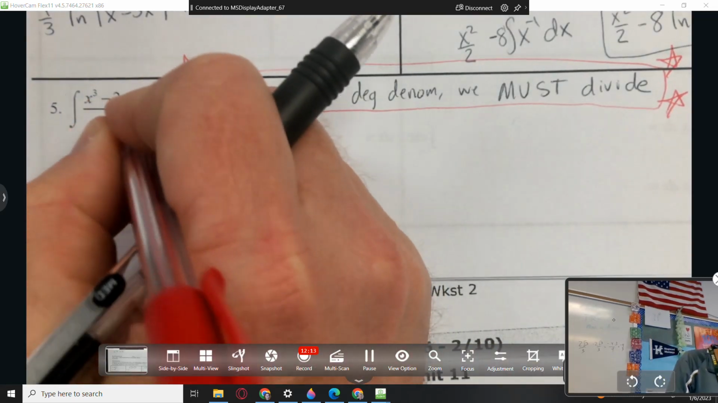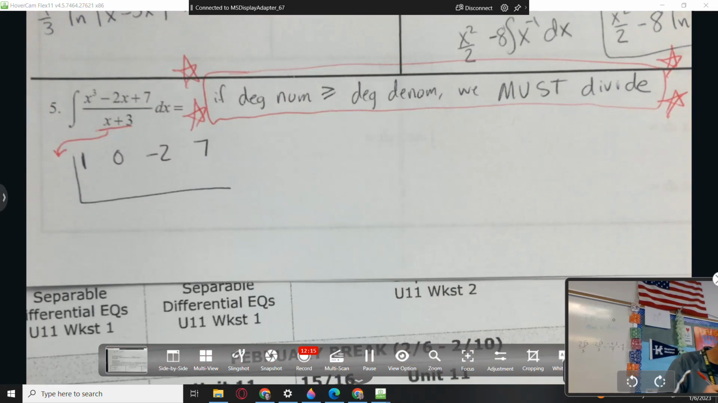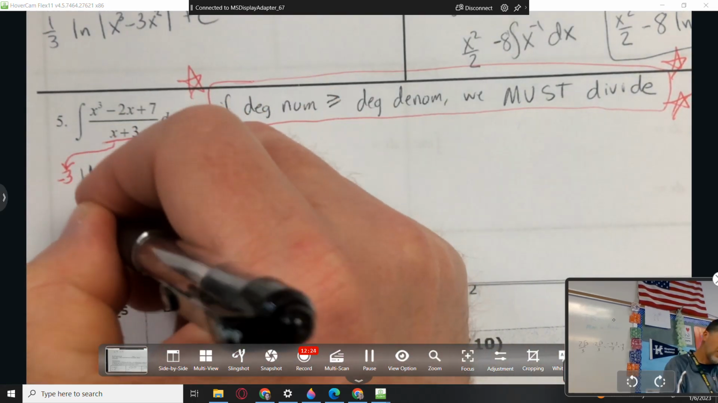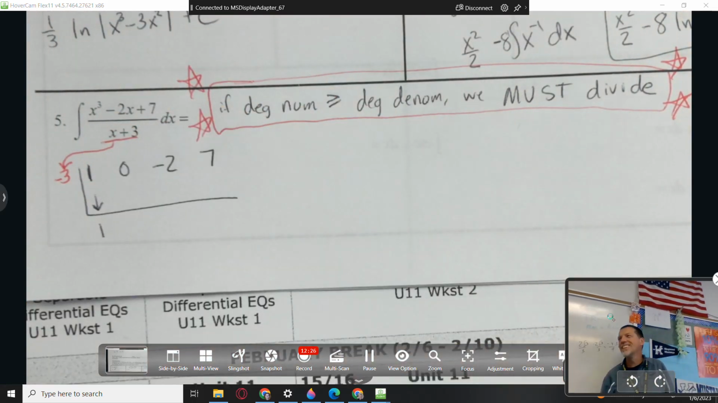And if we're dividing by x plus 3, what thing goes out front? Negative 3. Good. See, you remember something about synthetic dividing.